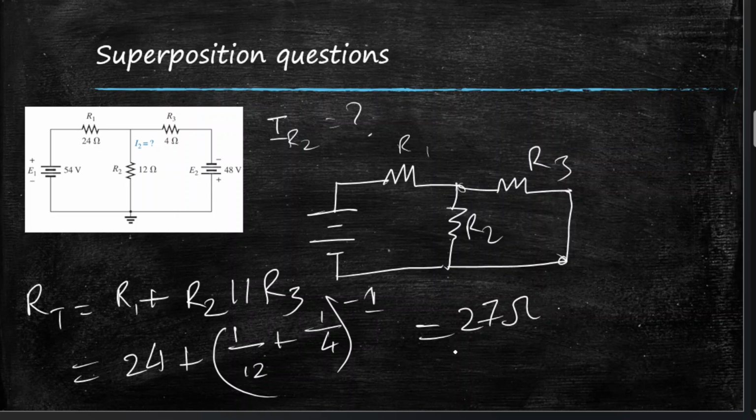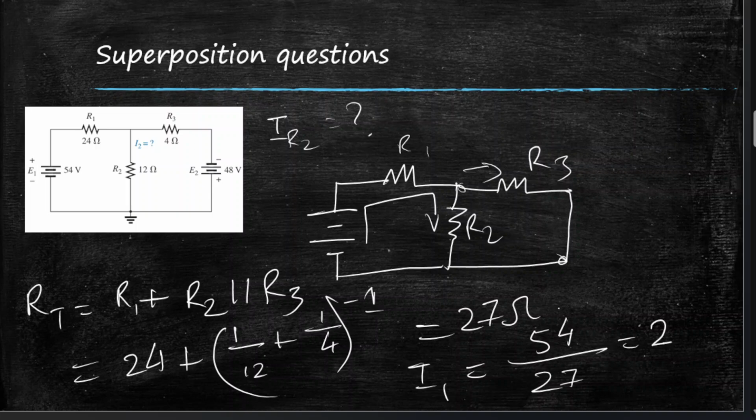That's RT. Now what will I1 be? I1 is the current flowing due to the voltage source E1. So I1 is equal to E1 over RT. So 54 volts over 27 ohms. So that is 2 amperes. That is I1. So that is the current produced by the voltage source E1.